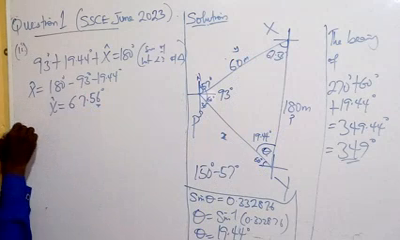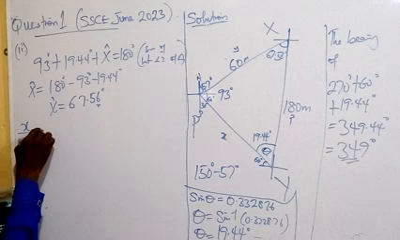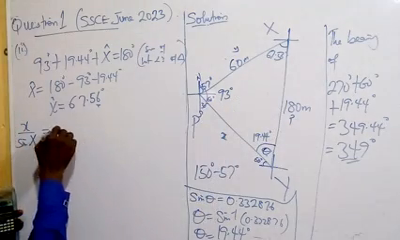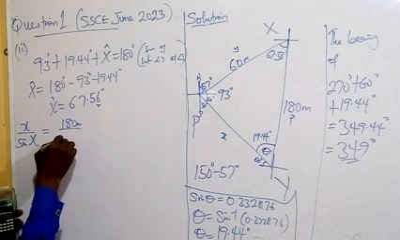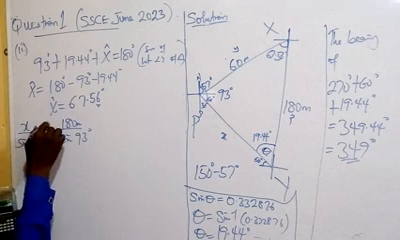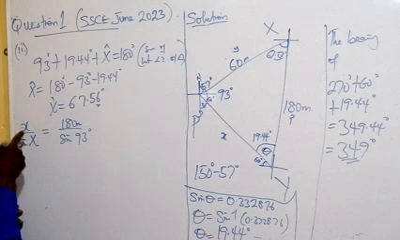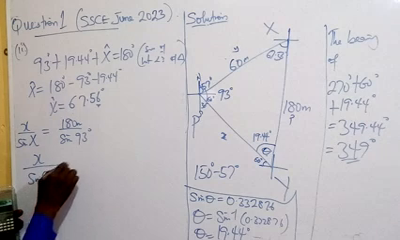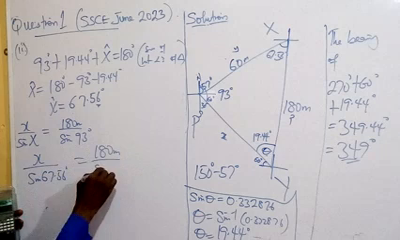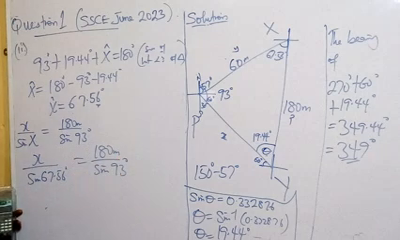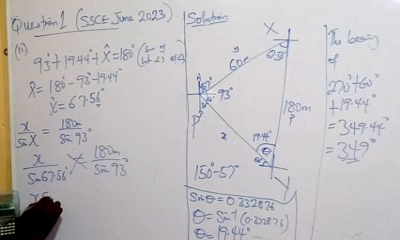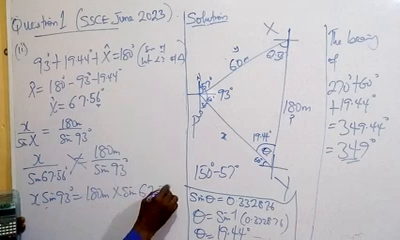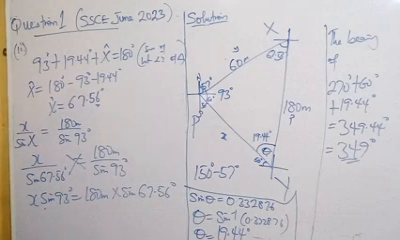Therefore, we can apply the sine rule to find this side. We can say x divided by sine 67.56 degrees equals 180 meter divided by sine 93 degrees, using side P. So you cross multiply: x sine 93 degrees equals 180 meter multiplied by sine 67.56 degrees. Let's look for the value of all this.